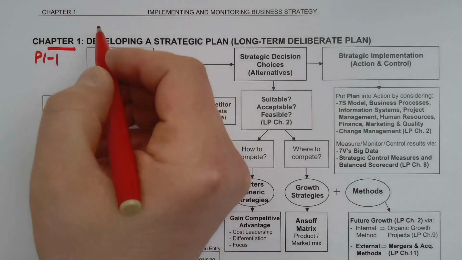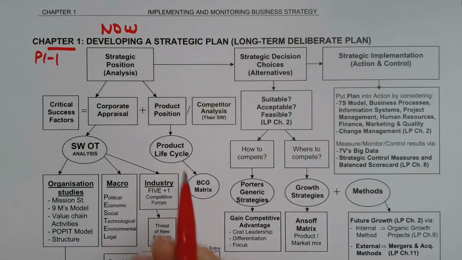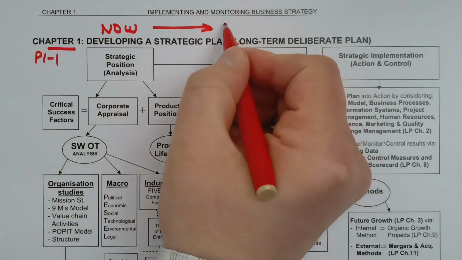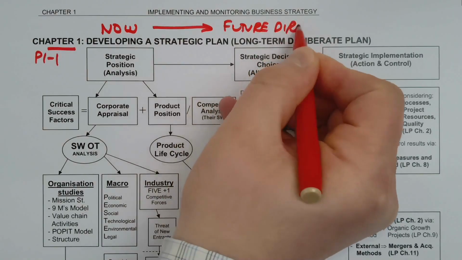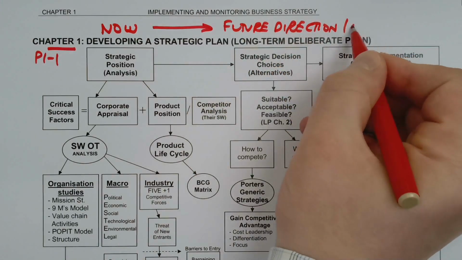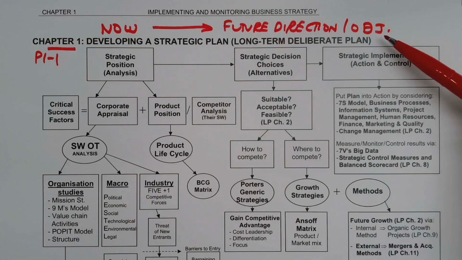Because here's what we're trying to do. Here we are now, this is where we are at the moment, and what this strategic plan is trying to do is give us some kind of future direction. It's trying to help us think about where we want to go. So it's trying to come up here with some future direction, or if I put OBJ, future objectives. It's trying to give us some kind of purpose, where we want to go.